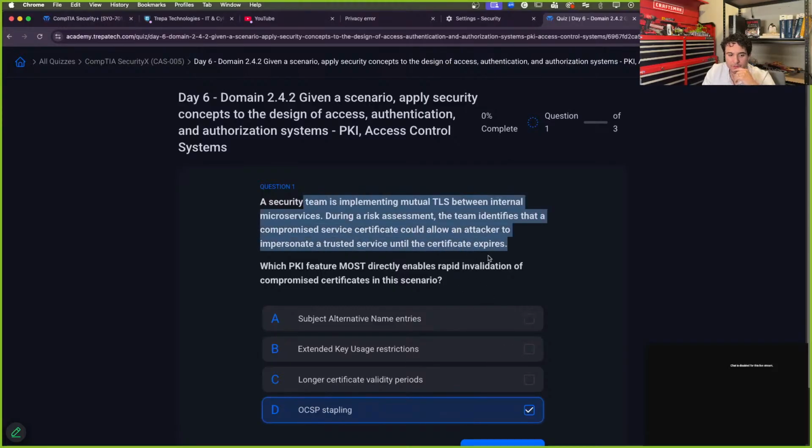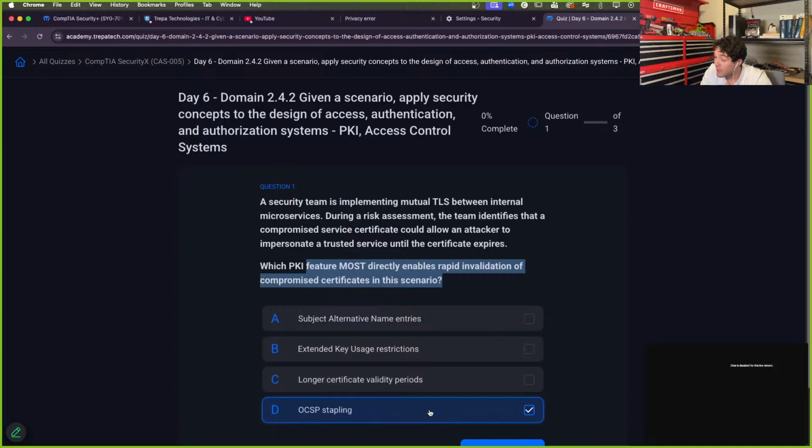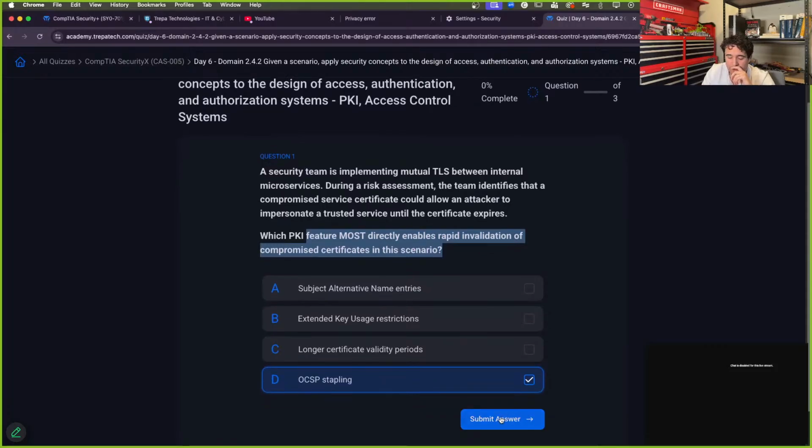A lot of the first paragraph is fluff to say the real question here is, how do I know if a certificate is valid or not? What protocols do I have? So it's either CRL or OCSP. And this says OCSP stapling because it's very fast. So we're going to go with D.